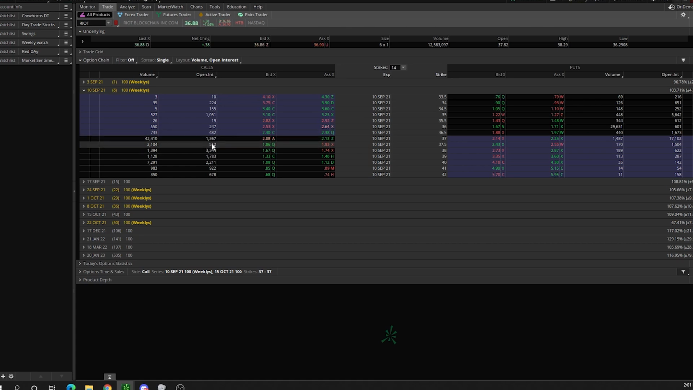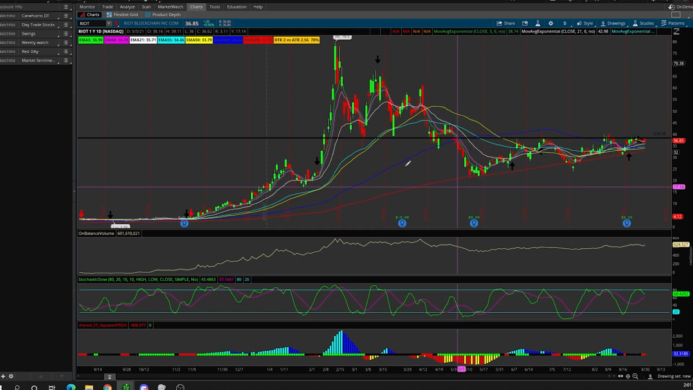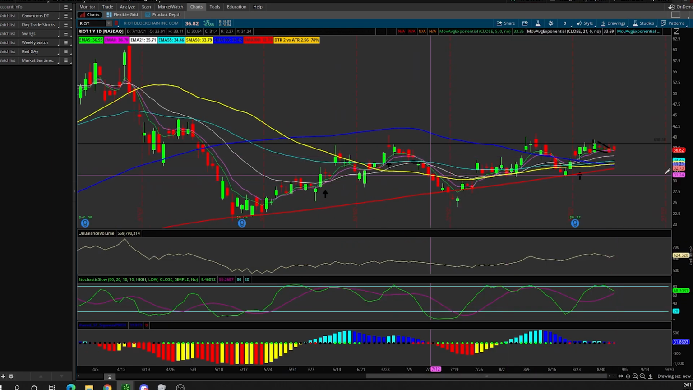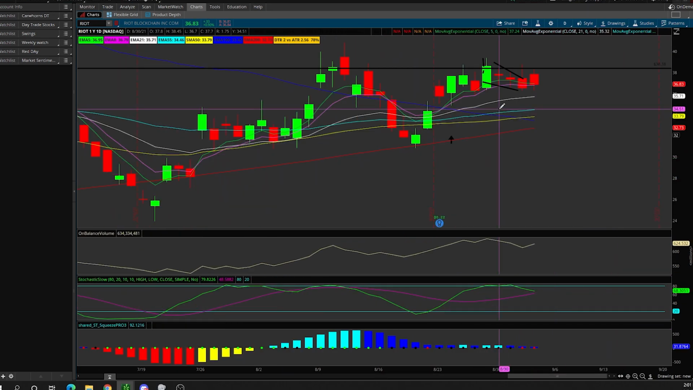So you saw all the huge option sweeps coming in. Again, they were buying it at the ask, getting filled for multiple different exchanges. You went to the option time and sales and you made sure it was actually buying. The next thing you want to do is actually look at the chart. So the chart is the most important in this scenario because they could be short on Bitcoin, but as a hedge, they buy Riot calls.